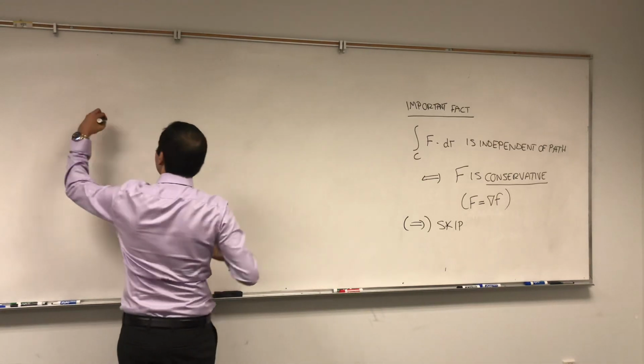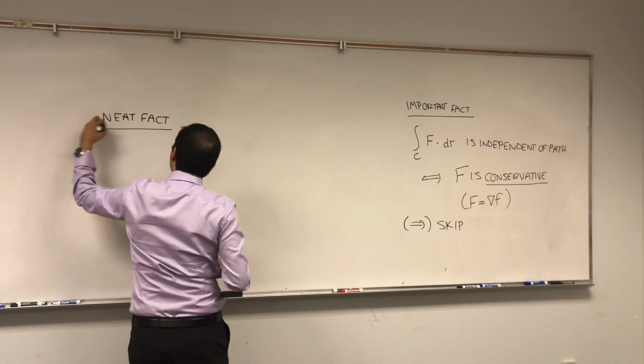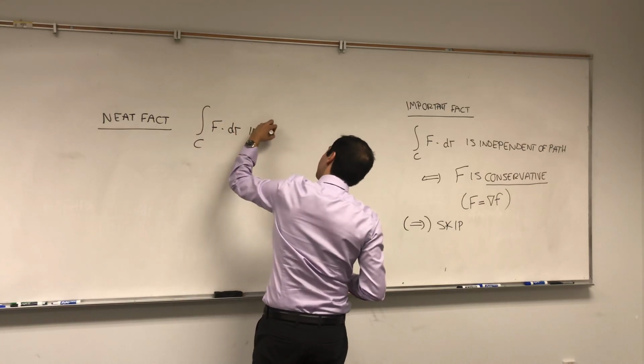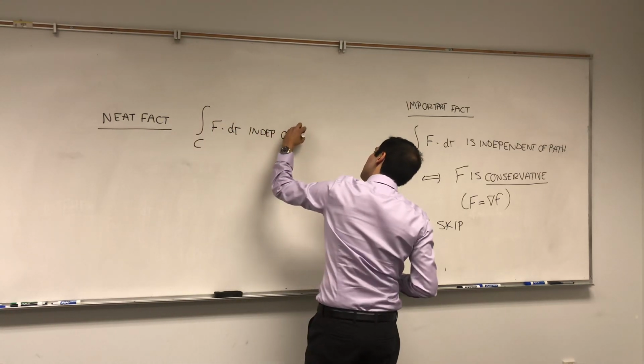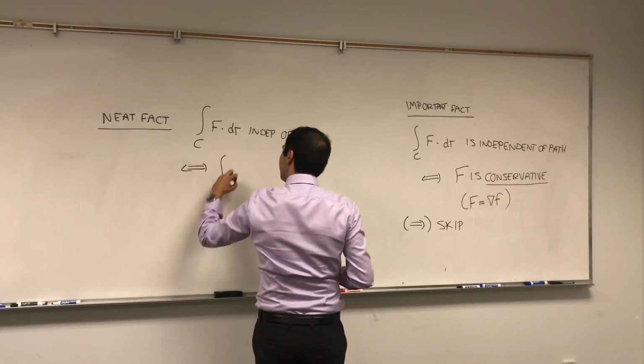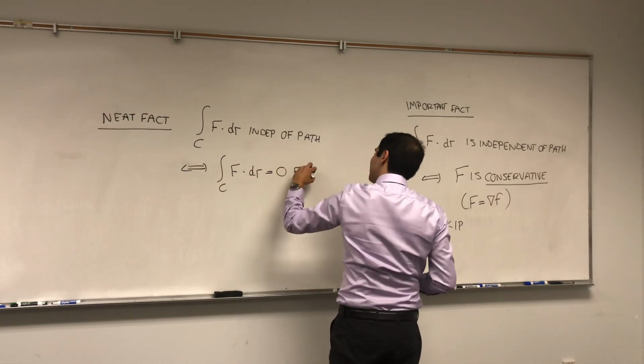So here's a neat fact, which I like to remind you, what does that mean? The line integral is independent of path if and only if the line integral equals 0 for every closed C.